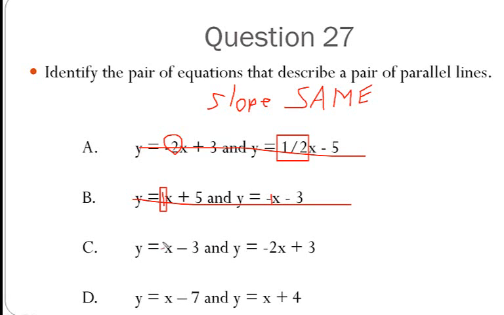No number in front of this one either. You can think of this as 1x. This one has a slope of negative 2. Not the same. This isn't our answer. Let's look at this last one. No number value here, but we can think of this as 1x. Over here, 1x. Yeah, 1 is the same as 1. So this is our answer.